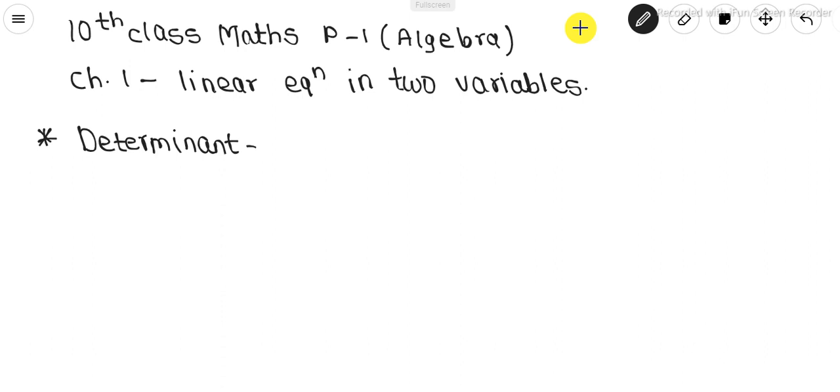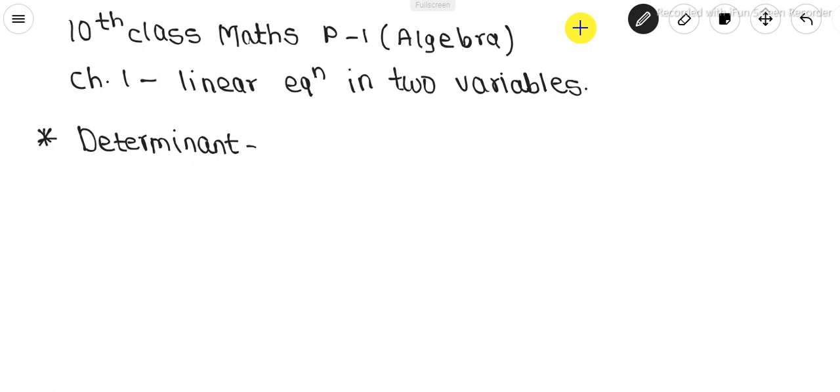Now we start the first chapter, linear equation in two variables. Now in this lecture we see the concept of the determinants. All of you know that there are two methods for solving the simultaneous equation. That is, first one is the graphical method and second one is the Cramer's rule.